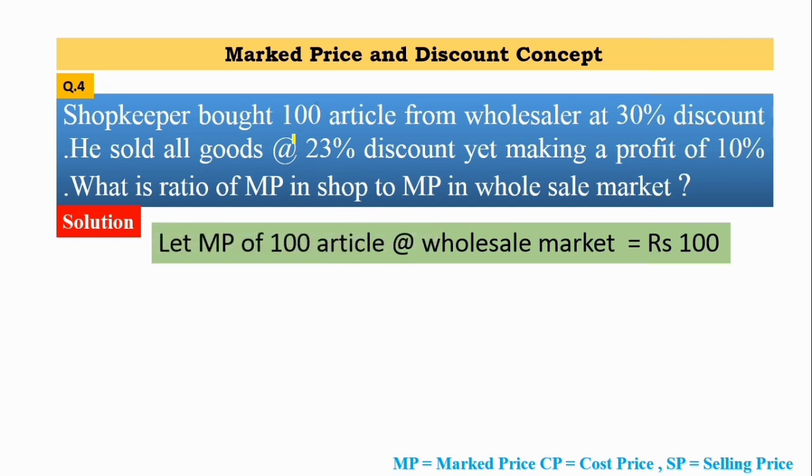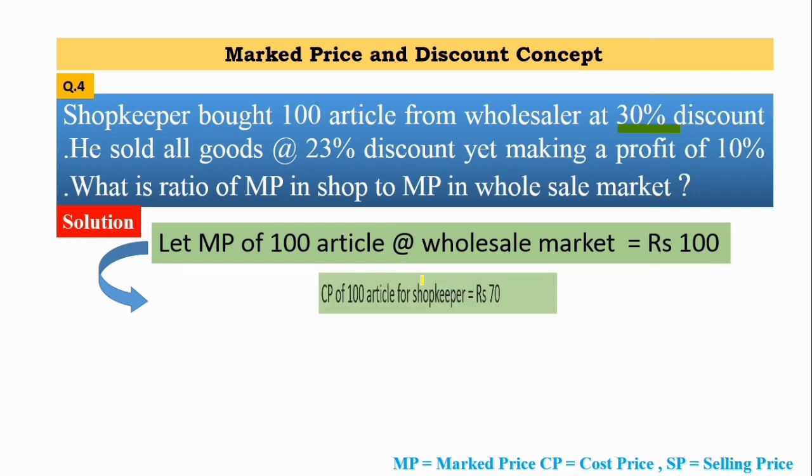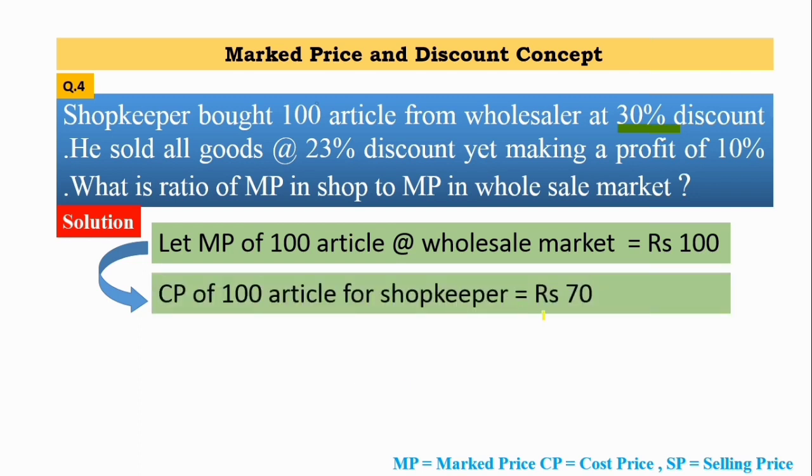After that, while purchasing it, he gets a discount of 30%. Sorry, not a profit, he gets a discount of 30%. So we will get the value of CP for the shopkeeper when he purchases from the wholesaler, that is CP of 100 articles is rupees 70. He had 100 articles with him for rupees 70. Market price is rupees 100 in the wholesale market, not in a shop. This is a different case, and now from this there are different cases.